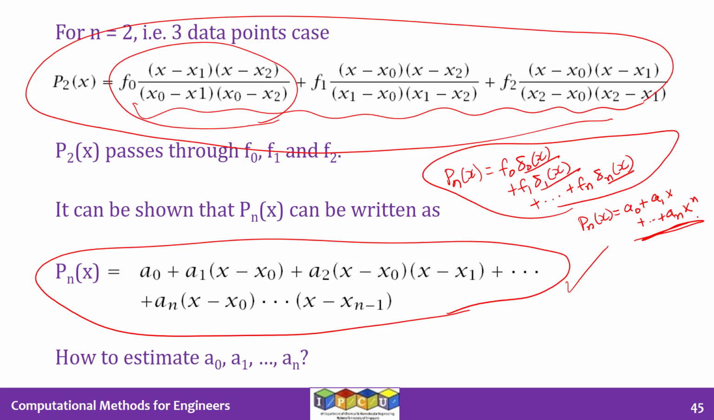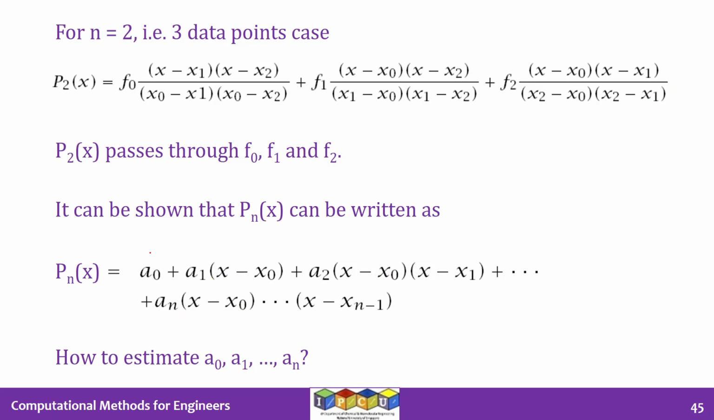Yet another way you can represent the polynomial of order n is like this. The advantage of this representation is that at x is equal to x naught, only a naught will survive, because this term will become x naught minus x naught, so this will go to 0. This will also die at x is equal to x naught because you have the x minus x naught term. So all the terms have this x minus x naught term. Therefore, at x is equal to x naught, only a naught will survive. And at x is equal to x1, this term will survive, this term will survive. This term will die because it has x minus x1, and when x is equal to x1, this will become 0, making this whole thing 0. And after this term, all the terms will have x minus x1 in there. Therefore, all of them will go to 0.